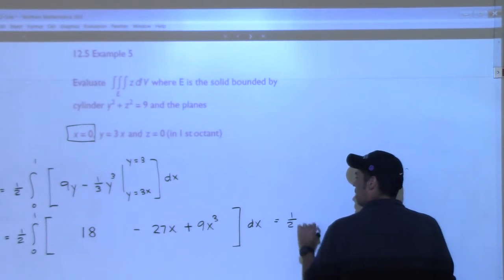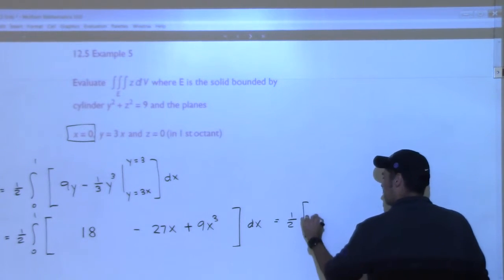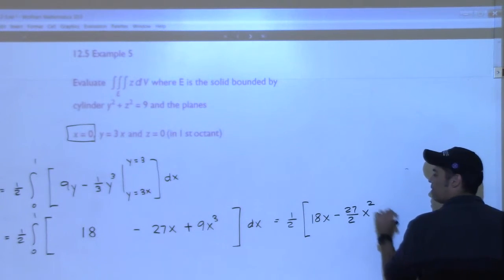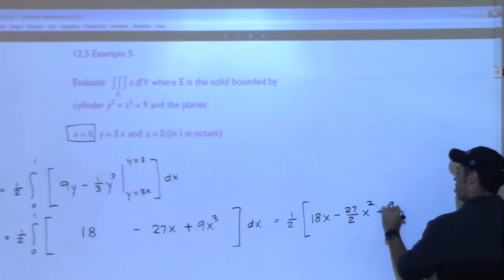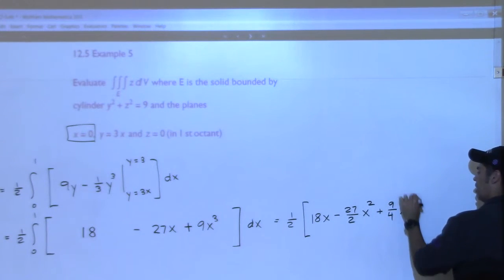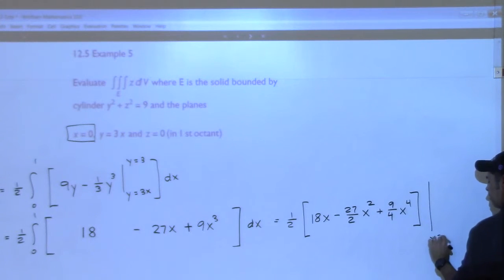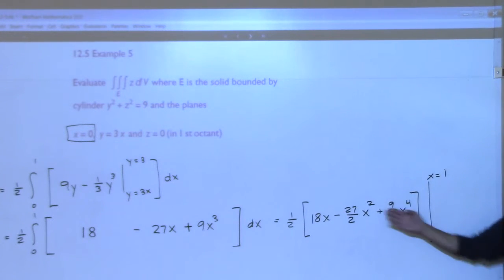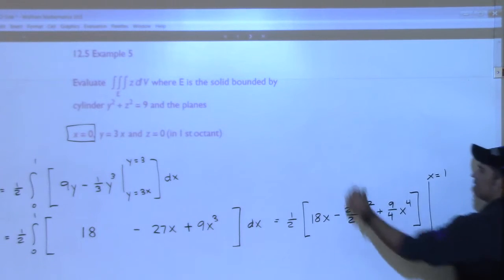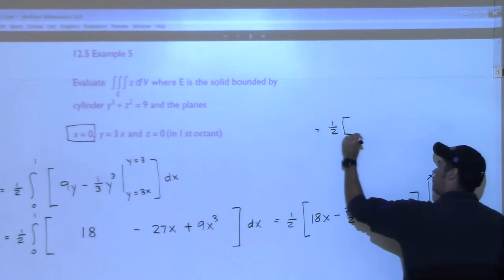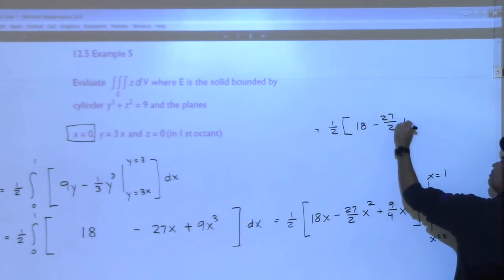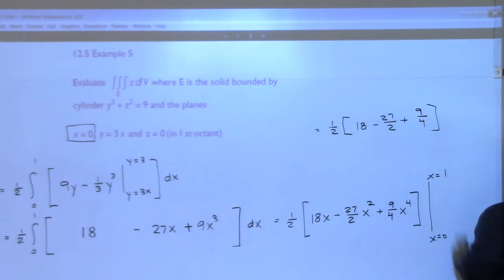So 1/2, the antiderivative of that with respect to x is 18x minus 27x squared over 2, which I'm going to write that way. And then plus 9/4 x to the 4th. And we're going to evaluate that from x equals 0 to 1. I don't really need to write x equals 0 to 1, but I've done it this whole time. So this is actually going to be nice because when I plug in 0, everything goes away. I plug in 1, this will be my answer. So 1/2, plug in 1. 18 minus 27 halves plus 9/4. Right?